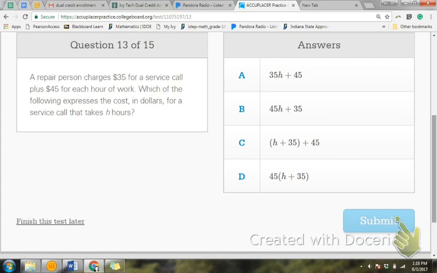There are story problems on the ACCUPLACER. Okay, you're not going to get away from them. It says a repair person charges $35 for a service call plus $45 for each hour of work. Which of the following expresses the cost in dollars for a service call that takes H hours? So they're just telling you to use H as the variable. So don't look at your answer choices. Instead, $35 for the service call plus $45 per hour. How would you write that as an expression?